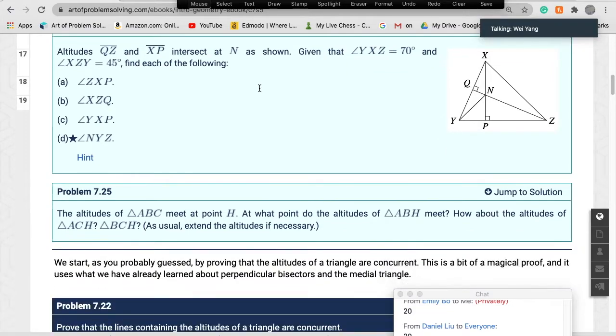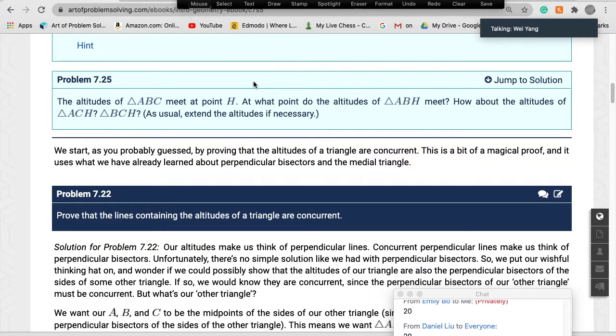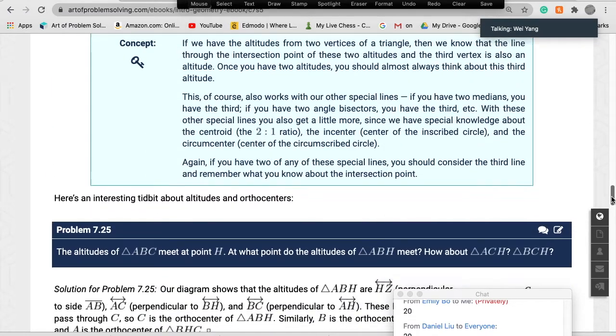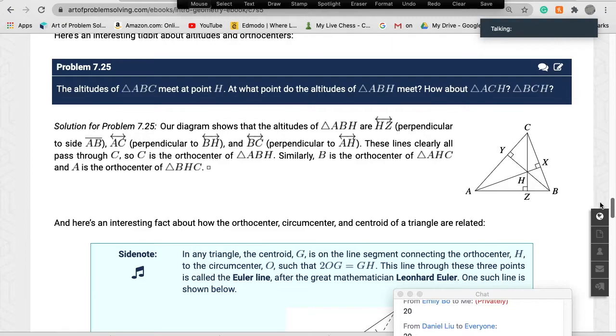Okay, now let's go to the last problem in this section. Here it says the altitudes of triangle ABC meet at point H. At what point do the altitudes of triangle ABH meet? How about the altitudes of ACH, BCH? By this way, I don't need to draw another diagram. Let's go here. See this picture, everybody see this one.